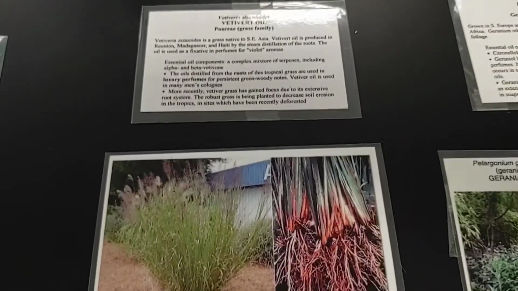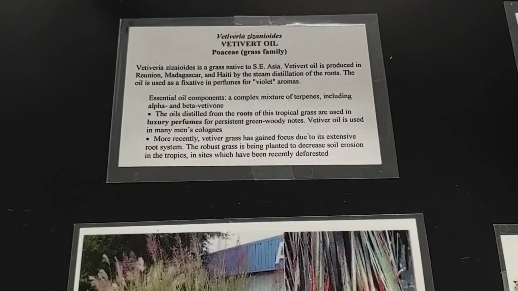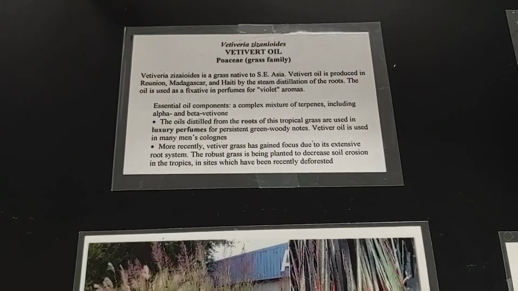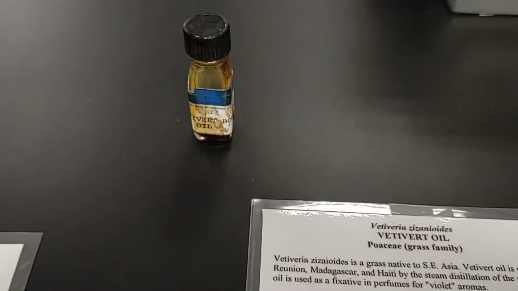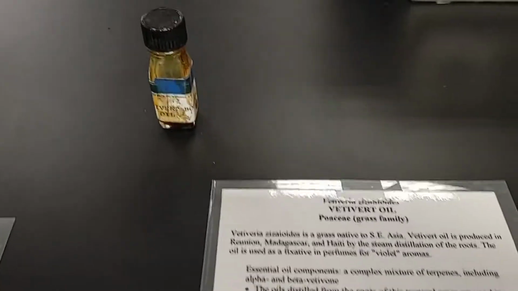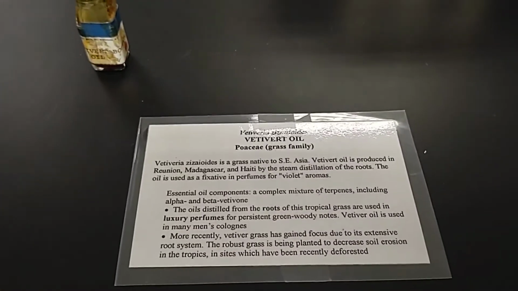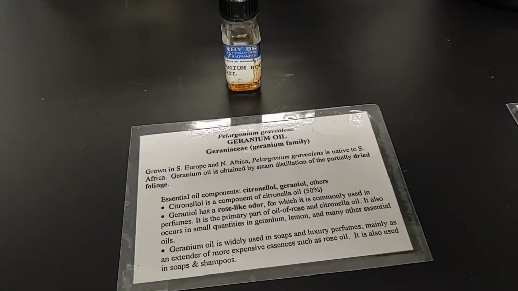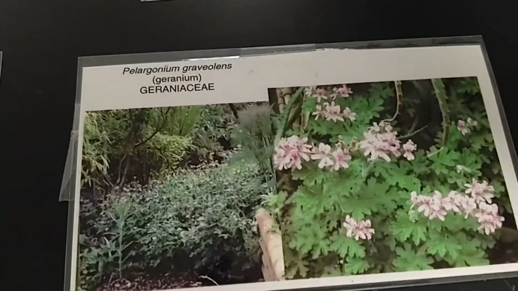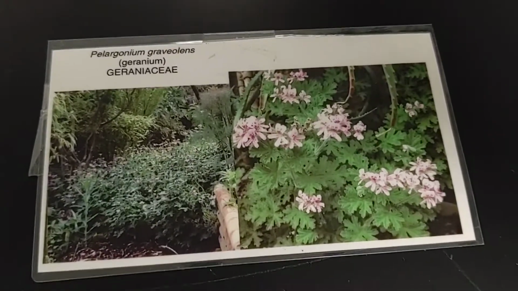We have a type of grass here, a very strange oil, vetiver oil. So actually that was this one. So within all these families, like the grass family, I wouldn't expect there to be medicinal properties as that. We have geranium oil. You've likely seen geraniums on the ground.